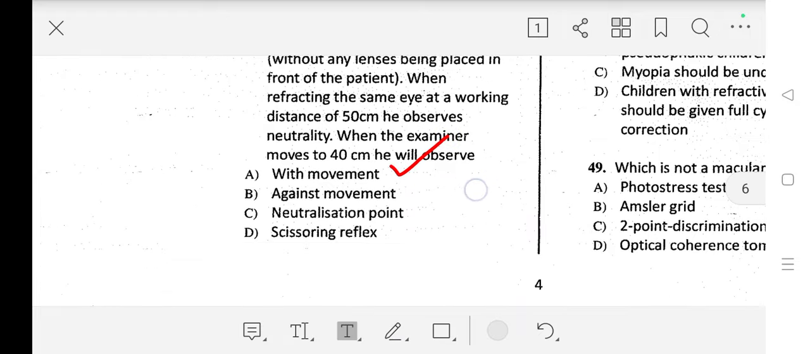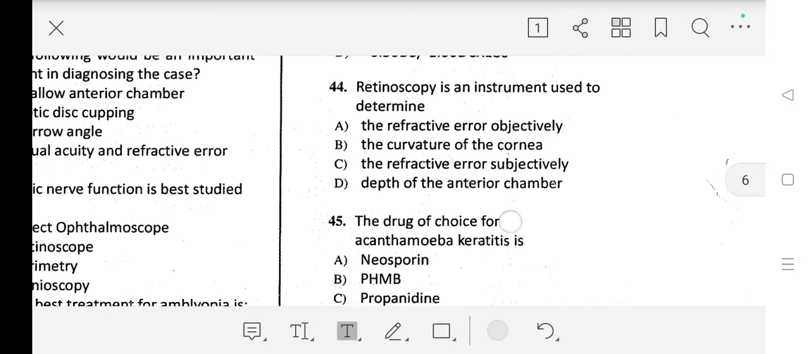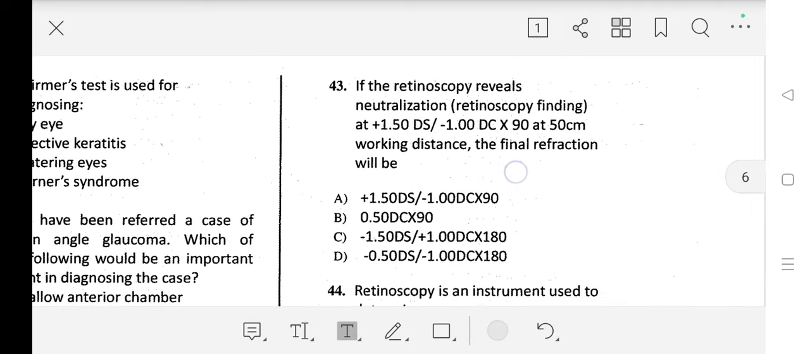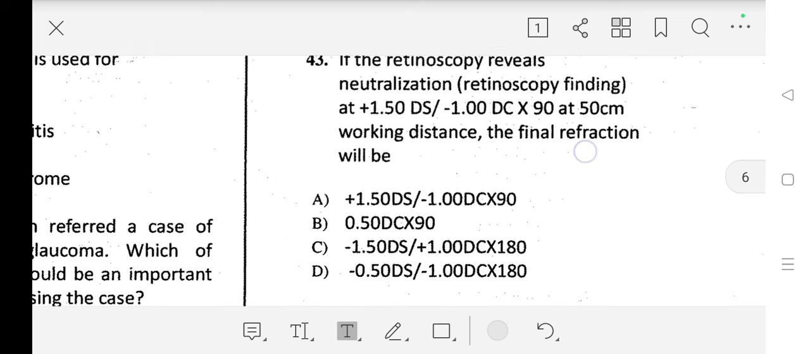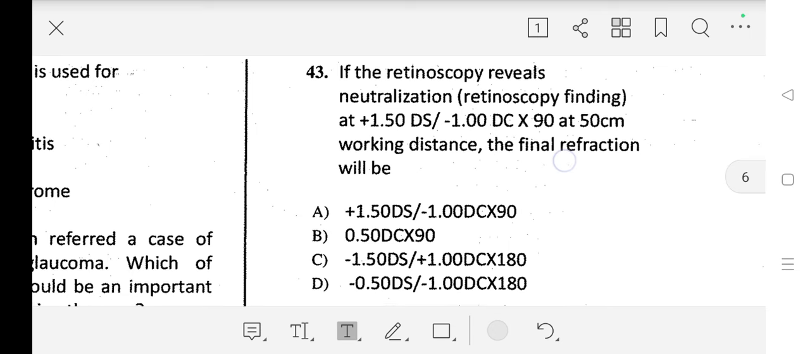Our next question is question number 43. If a retinoscopy reveals neutralizing retinoscopy findings at plus 1.50 diopter sphere minus 1.1 cylinder into 90 at 50 centimeter working distance, the final refraction. So friends, its right answer is C part.